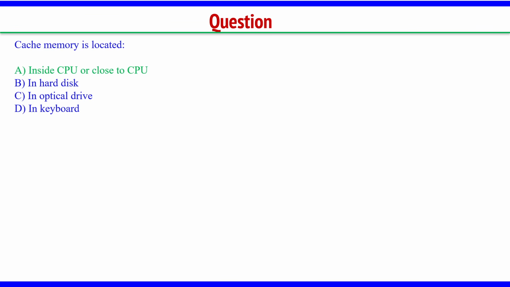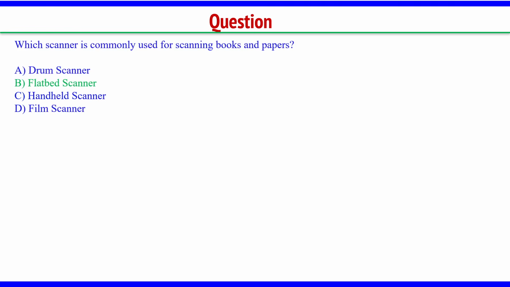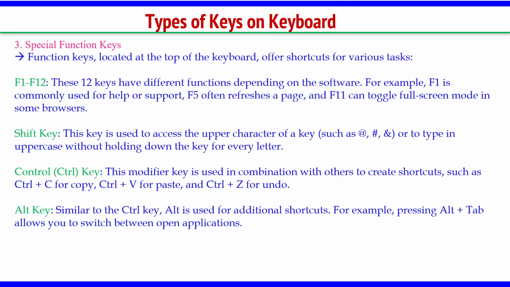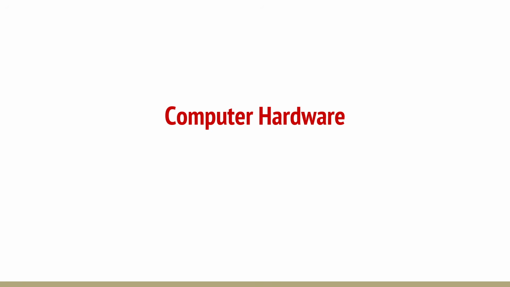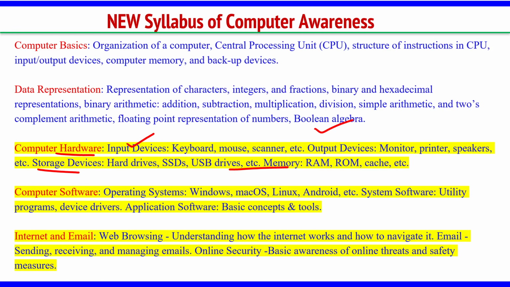So that's it. So I think in this video we have covered the input devices. Okay, so that is the first part of the syllabus we have been talking about. We talked about all the input devices: keyboard, mouse and scanner. In output devices we talked about monitor, printer and speakers, right? In storage devices we talked about hard disk and SSD, right? And also in memory we talked about RAM, ROM and cache memory. That completes this part, that is computer hardware, right?